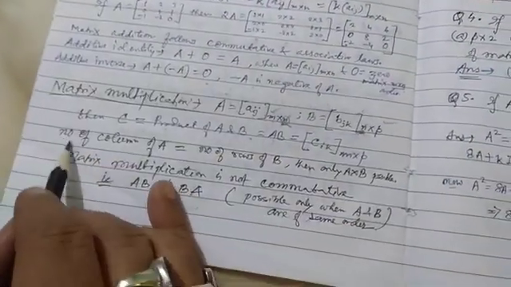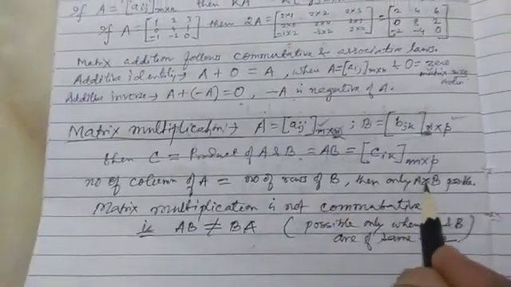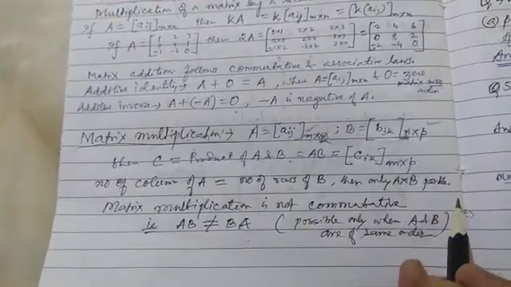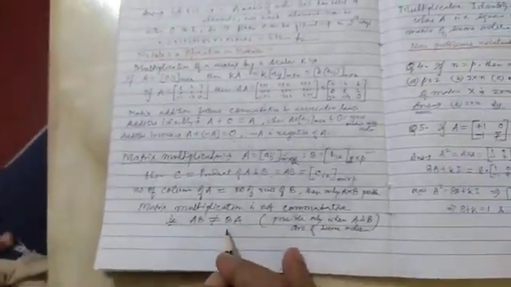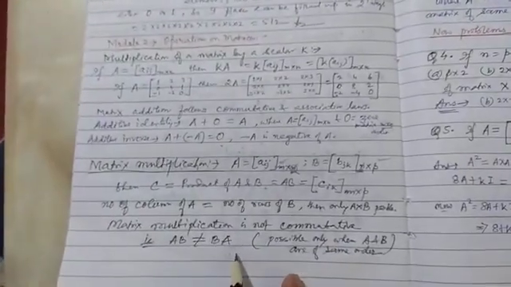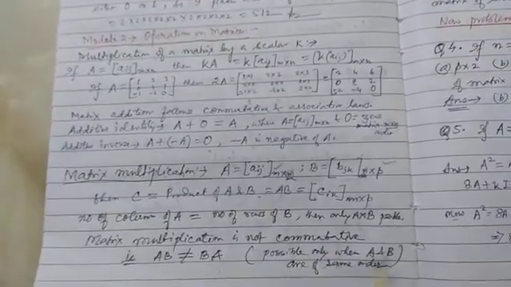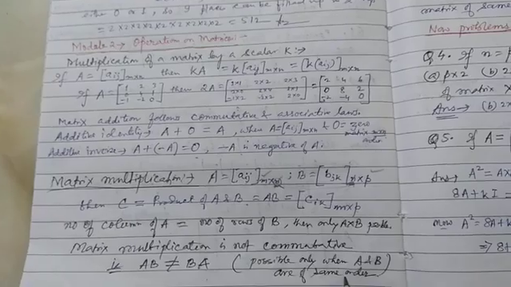So what I have told is that the number of columns of A is equal to the number of rows of B. Then only A cross B is possible. Now this is not commutative. That means A cross B is not necessarily equal to B cross A. It is only possible when A and B have the same order. Okay.